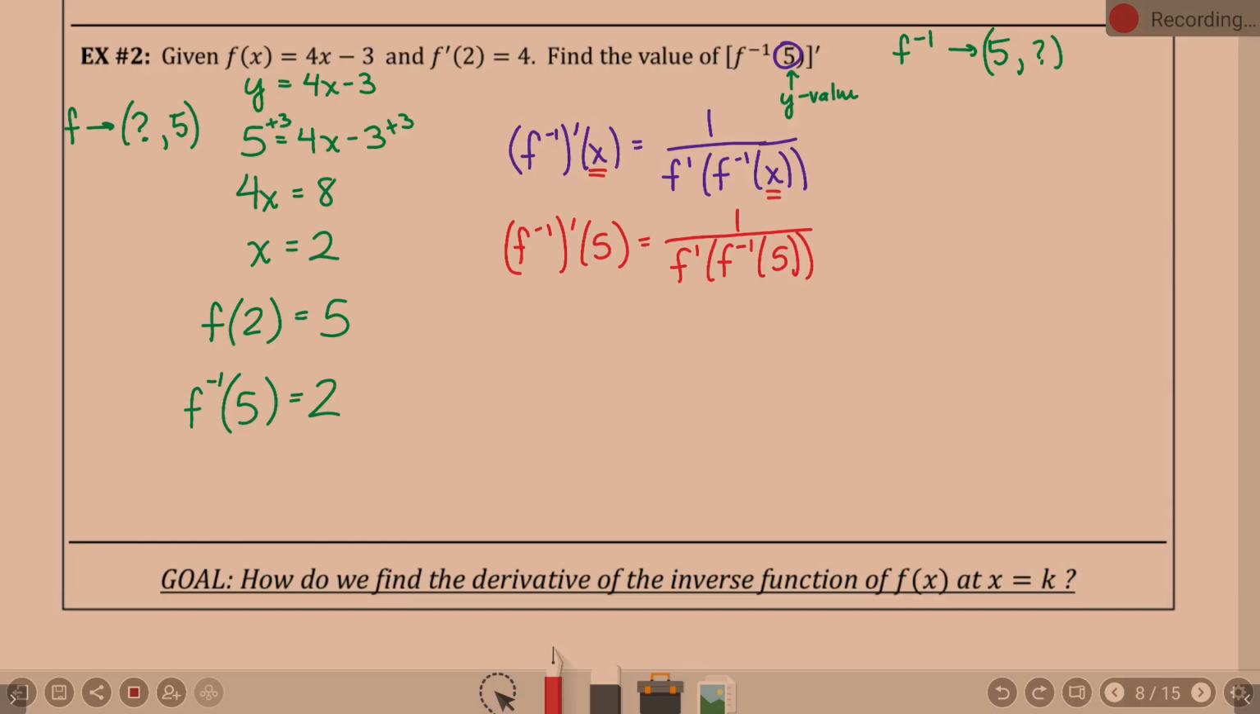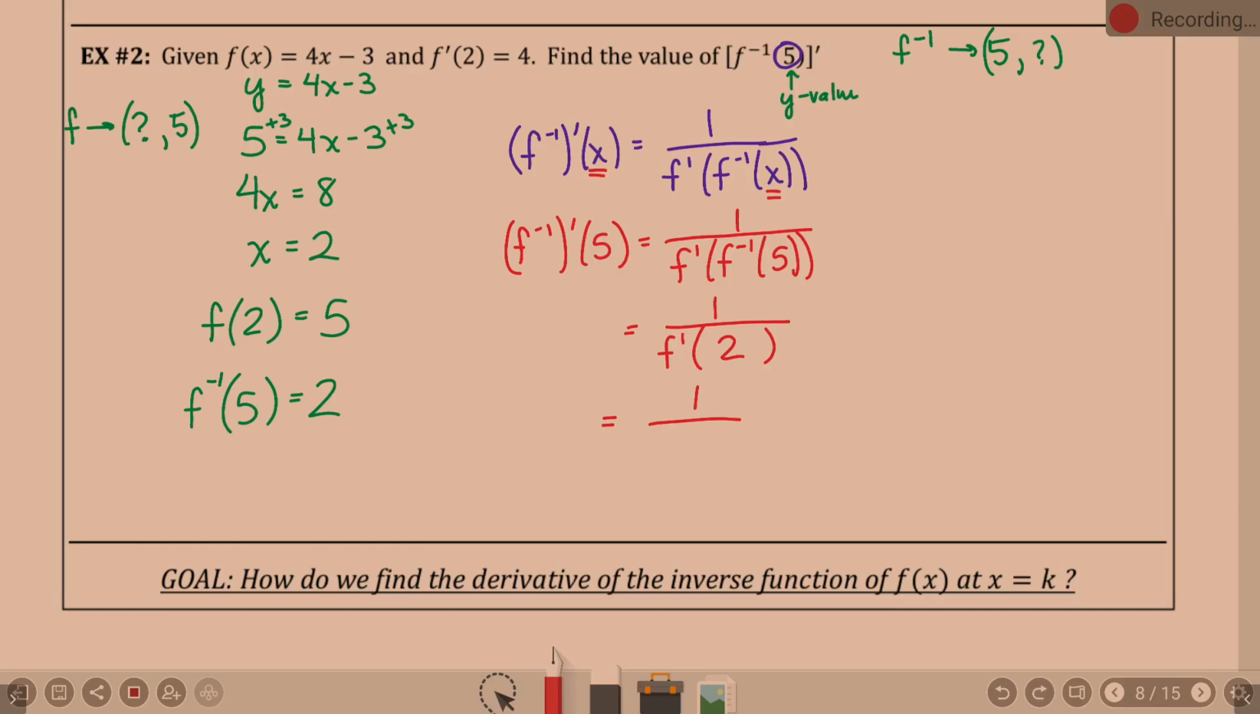Okay, keep working this formula. 1 over f prime of, yes, f inverse of 5 is 2, equals 1 over what's f prime of 2?